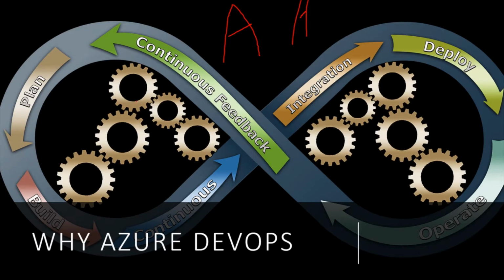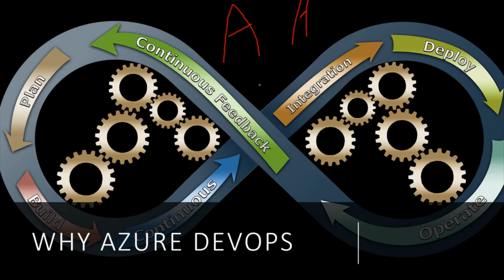DevOps is simply an idea, not DevOps, the Agile strategy. For Agile, it's simply an idea like you plan, build, do continuous integration, deploy, operate, and then you get the continuous feedback. So this is a continuous process, and everything is automated, or at least automated to the maximum.